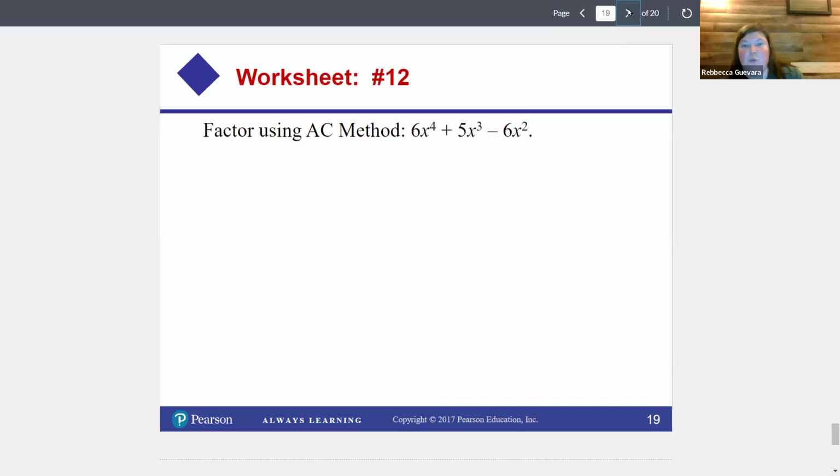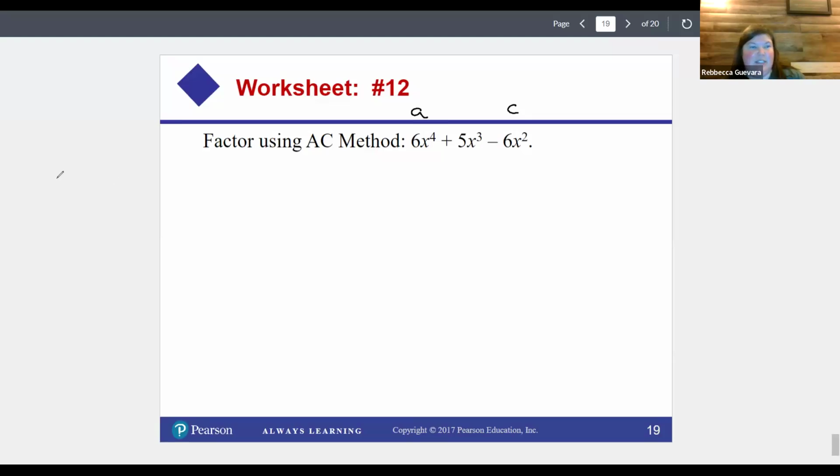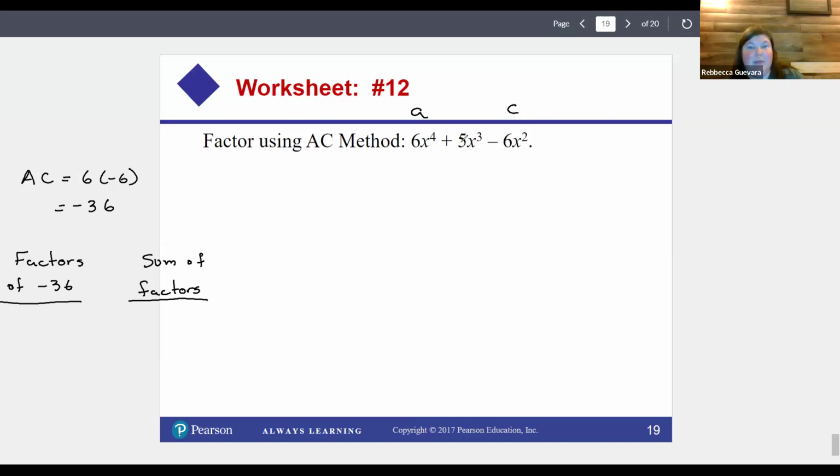All right, so then 12, A and C, so we get 6 minus 6. AC is -36. So I need factors of -36, and then I want to know what the sum of those factors is. So what we want to make sure is that I'm going to get a 5. So we're pretty sure the 6 and 6 is probably not going to work.